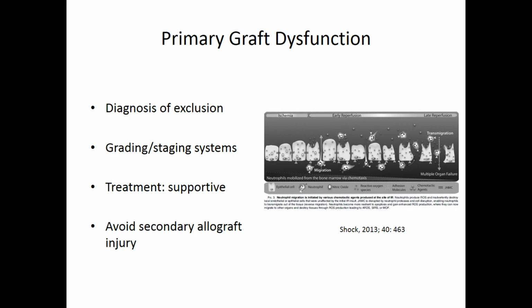This is a diagnosis of exclusion, and the common complications must be ruled out before making a diagnosis of primary graft dysfunction. Each of the organ programs has a grading or staging system to determine the severity of the primary graft dysfunction and its potential association with later complications. In general, treatment is supportive, along with avoidance of secondary allograft injury.